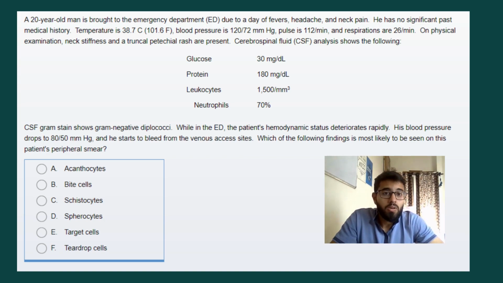So even if you didn't know anything, had I been you, what would I have done? I would have seen that, yeah, okay, the patient is 20 years old and he has some symptoms of fever, headache, and neck pain. All right. He has fever as well. And I have been given the CSF analysis.